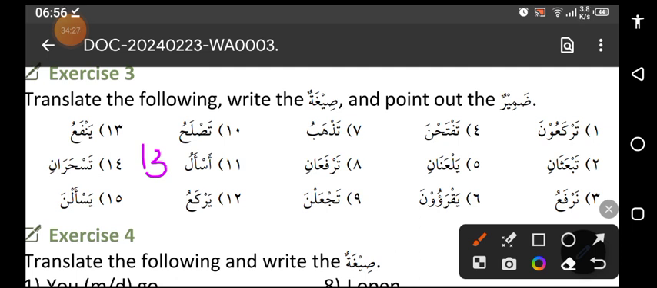So question number 12 is yarfa'u. It's very easy. Sigha number 1. Then question number 13, yanfa'u, is very easy. Sigha number 1. Then we have number 14, tasharani. So tasharani is just like tab'athani and tarfa'ani. Both examples are the same. There can be either one of the 3, right? Either it can be huma tasharani or it can be antuma tasharani.